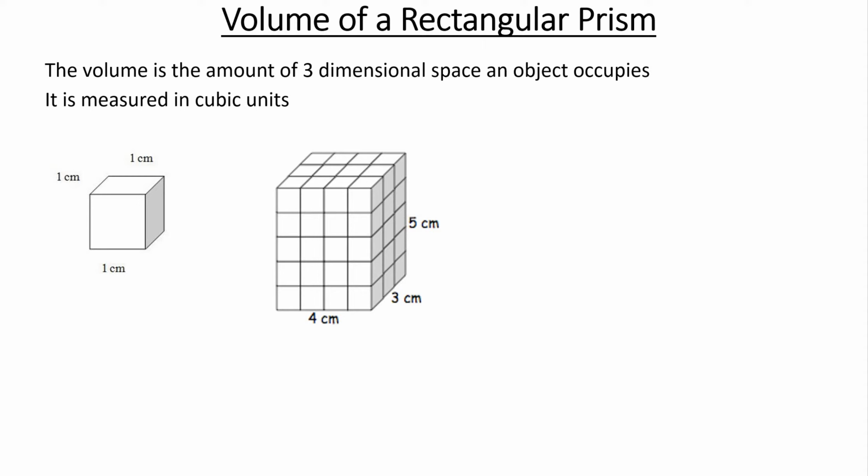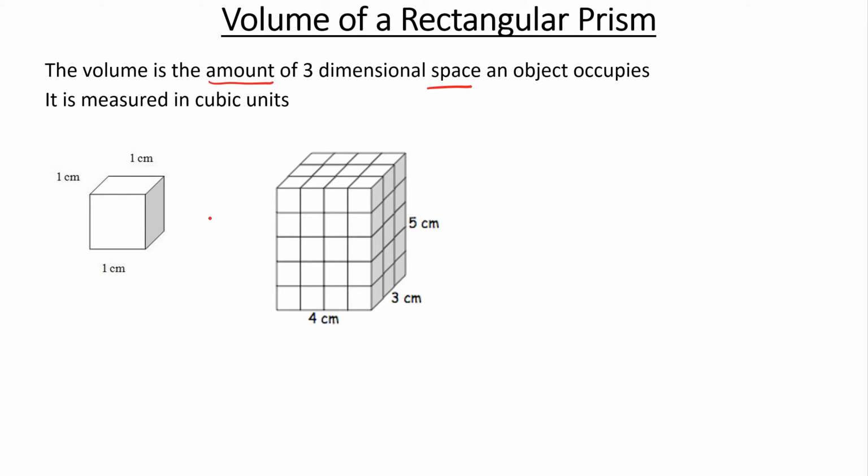Hi guys, this video is all about the volume of a rectangular prism. A rectangular prism is just this shape that we see here. Sometimes it's also called a cuboid, and it's a three-dimensional shape. When we talk about the volume of an object, we're talking about the amount of space that an object occupies, and we measure this in cubic units.